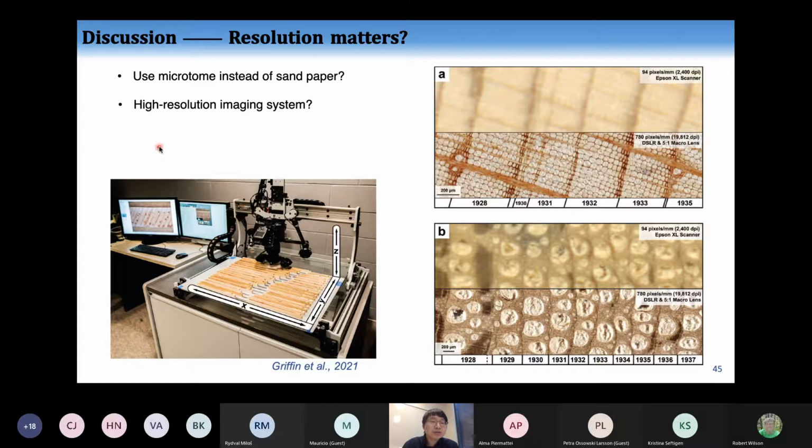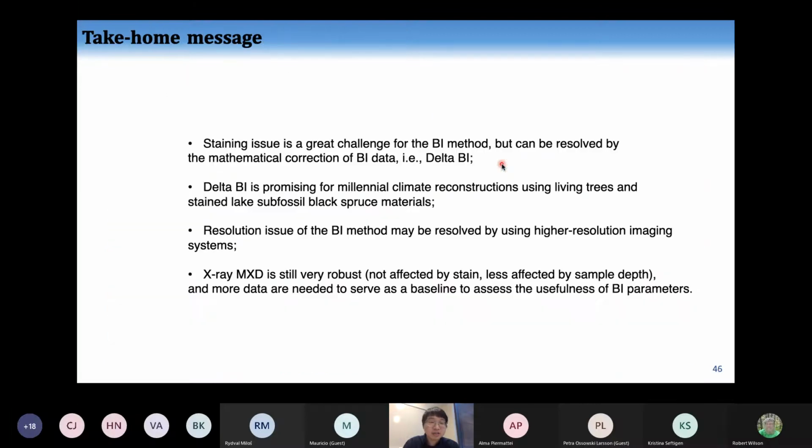And also we could use some optional high-resolution imaging systems, such as the one introduced by Griffin 2021. We can see that the images were very, very clear compared to those scanned using the scanner. You see, we can even see the cell wall thickness in some cases. So I think that if we can use this type of higher resolution system, we are able to overcome the low measurement resolution for the blue intensity method.